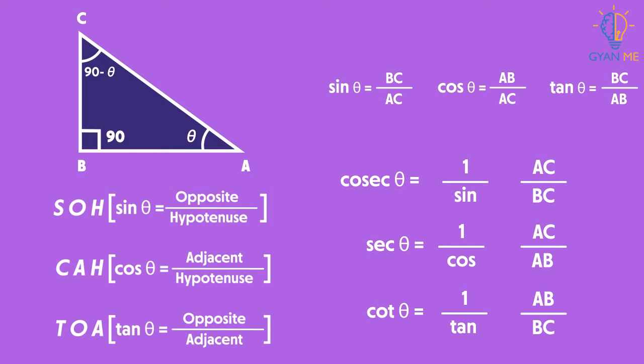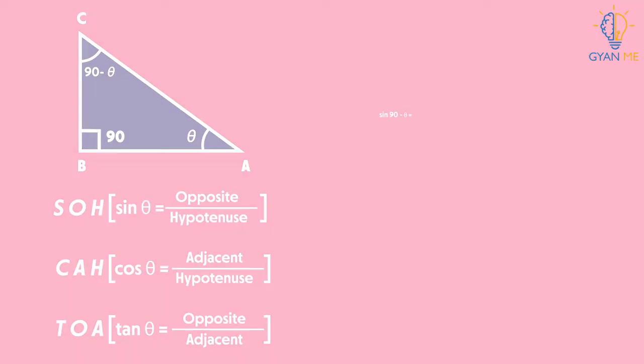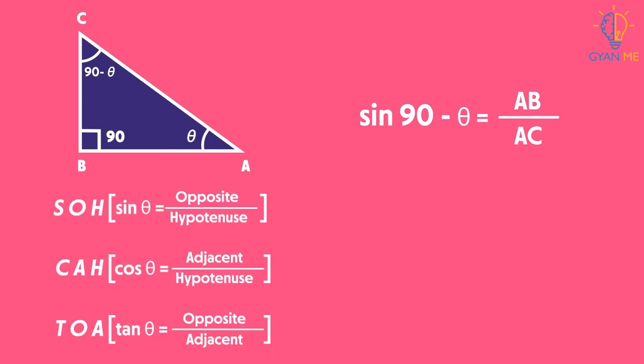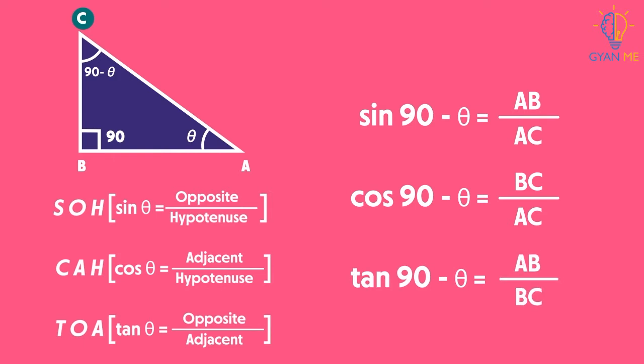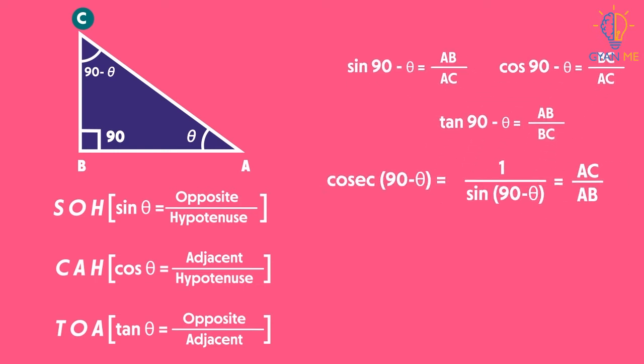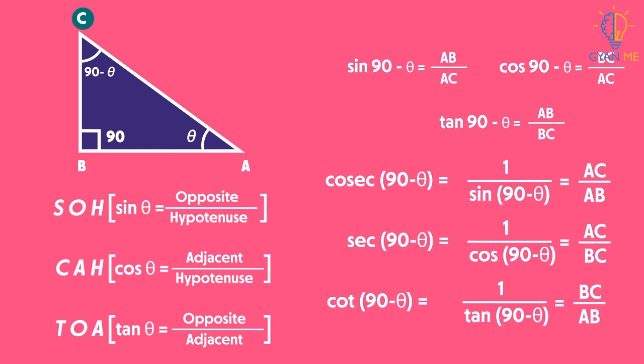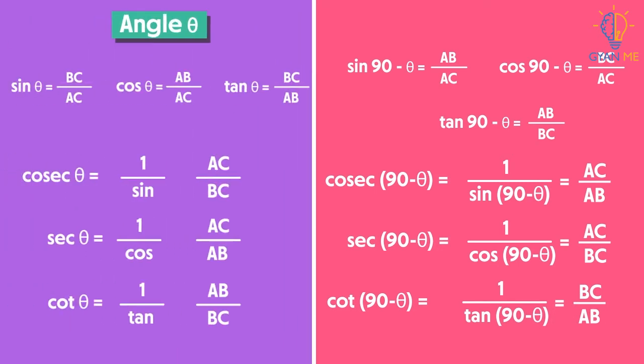Now let us find all six ratios similarly for angle C, that is 90 minus theta. So we have sine of 90 minus theta as AB upon AC. Note that for this angle, the opposite side is AB and the adjacent side is BC. So cos 90 minus theta is BC upon AC and tan is AB upon BC. Similarly, the remaining ratios are like this. So what we have is 6 ratios for angle theta and the remaining 6 ratios for angle 90 minus theta.